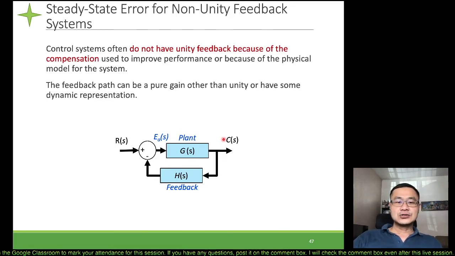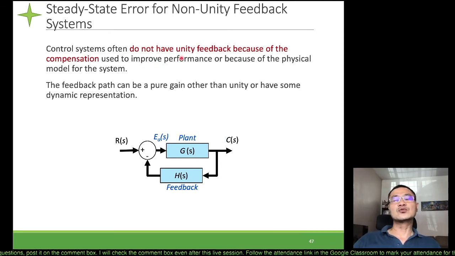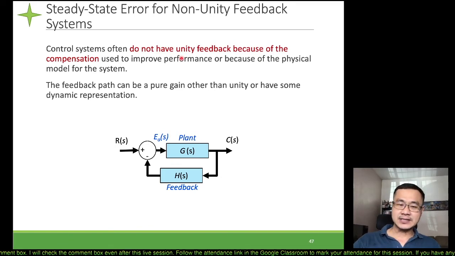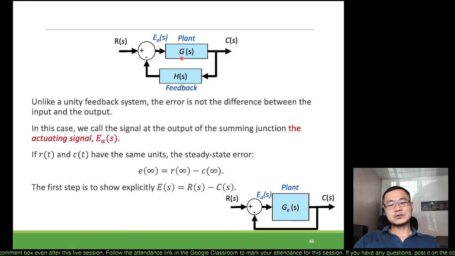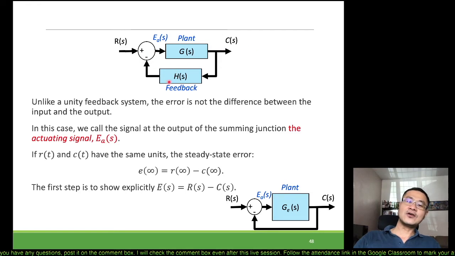This non-unity feedback system is usually present because we want to improve the performance of our control system. So we introduce this feedback element over here, and because this feedback is no longer directly connected between the output and the input, we would make these terms an actuating signal instead of an error signal.